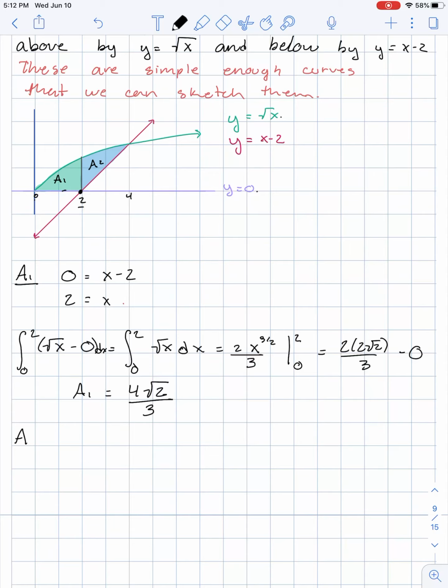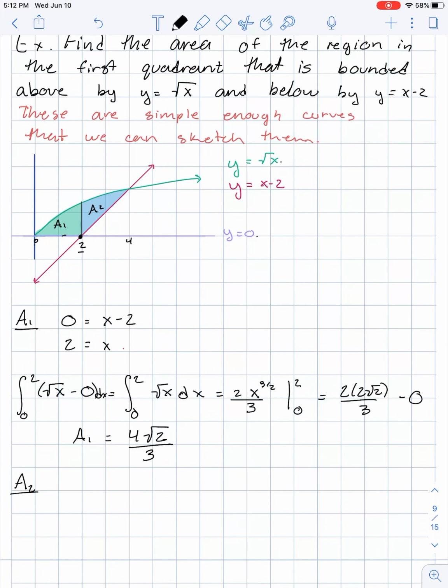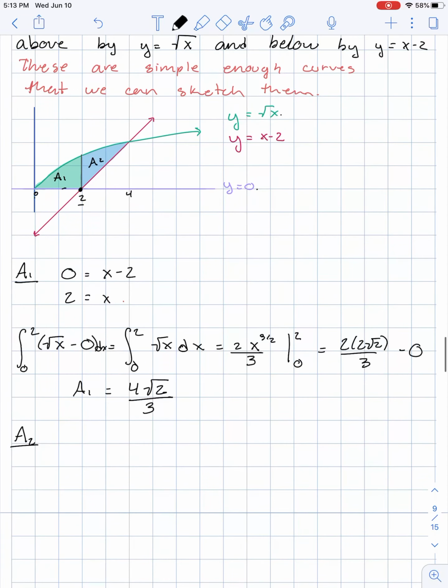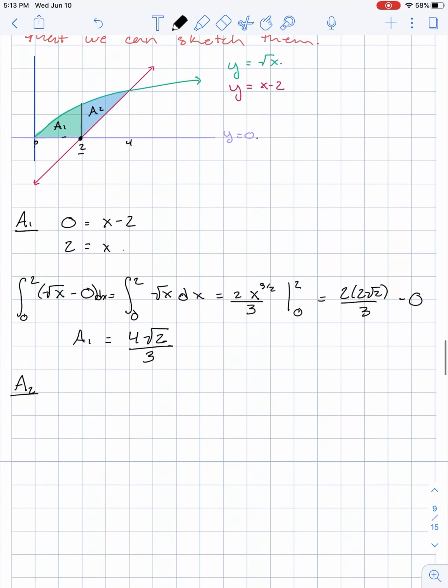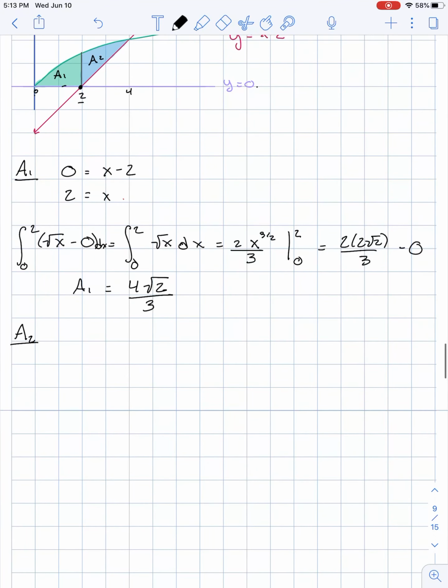Area 2 now involves our two original functions, square root of x and x minus 2. I know that my lower bound is x equals 2. What's my upper bound? It says 4, ignore that. We're going to figure it out. So I'm going to set the square root of x equal to x minus 2.